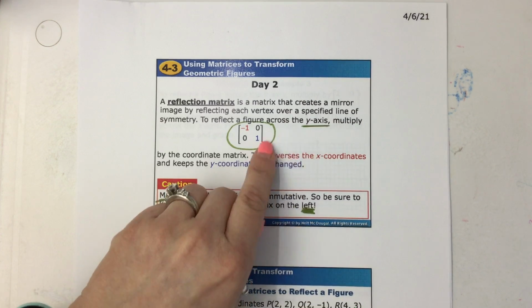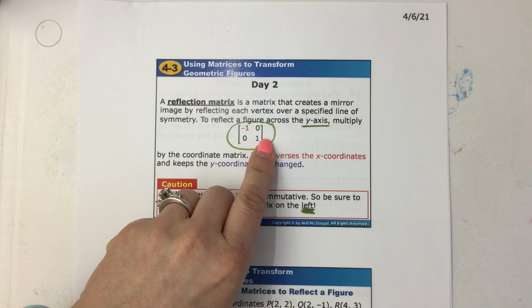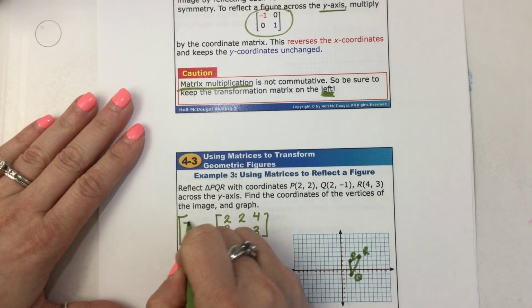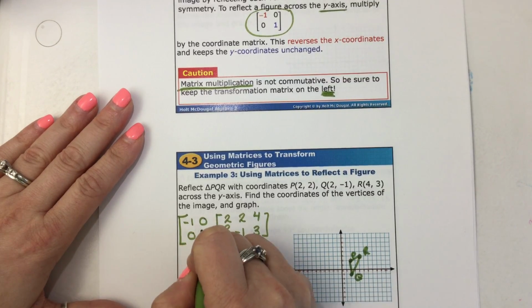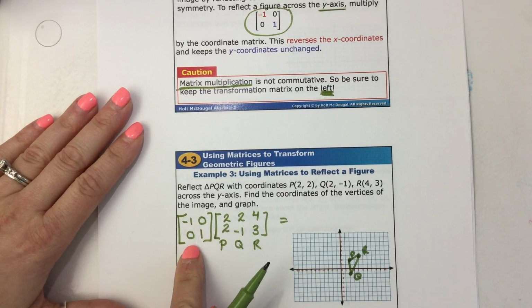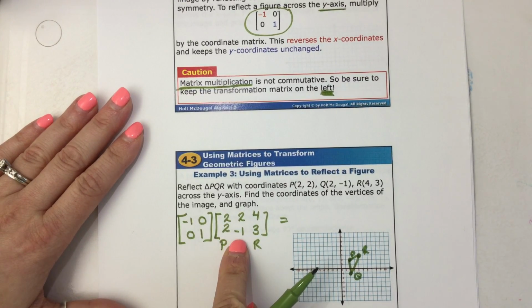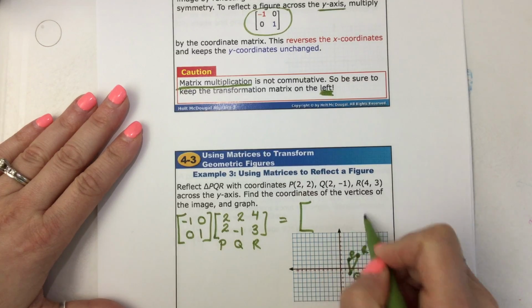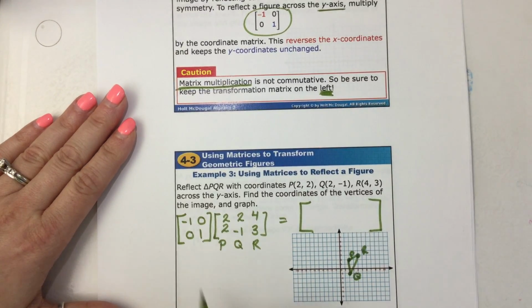Now, in order to reflect it across the y, and you'll want to keep your notes handy as you're doing the assignment because you'll have a different matrix to multiply by depending on what transformation you're doing. But if you're reflecting across the y, the matrix is negative 1, 0, 0, 1. I can multiply this because it's a 2 by 2 and a 2 by 3. So the middle two numbers would match, and I will end up with a 2 by 3.